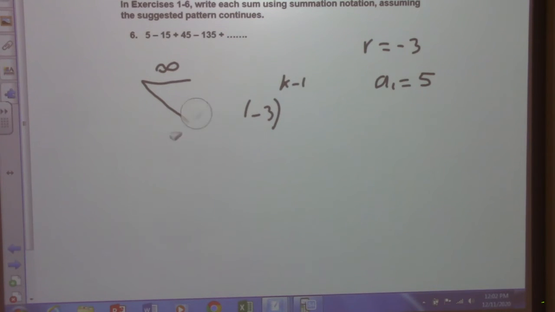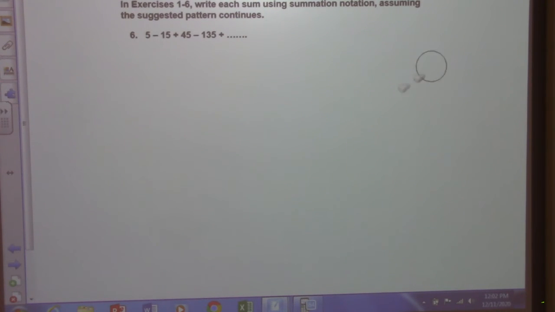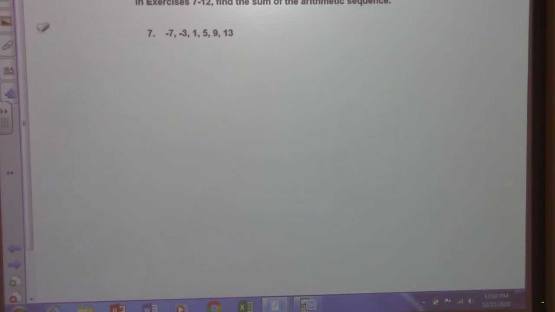Okay, next. Find the sum of the arithmetic sequence, and we could add this up. What I want you to do is try to write this one in summation notation and see if you can punch this in the calculator to get this. Can you do that? And I'll show you that in a minute.